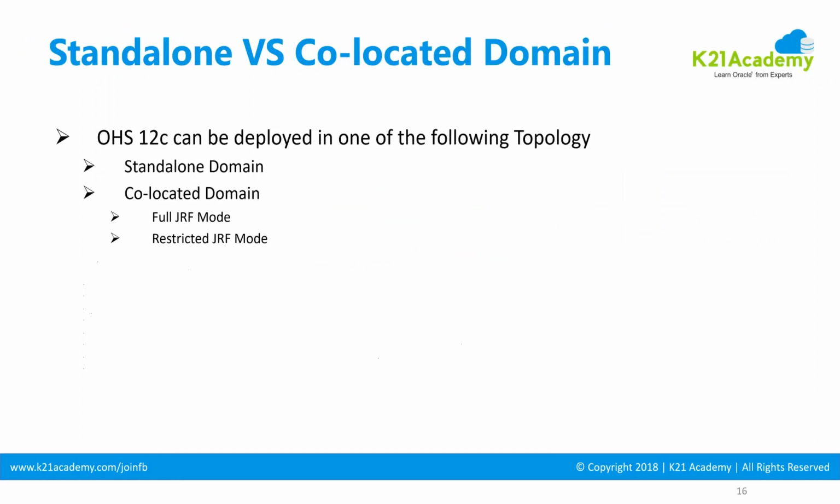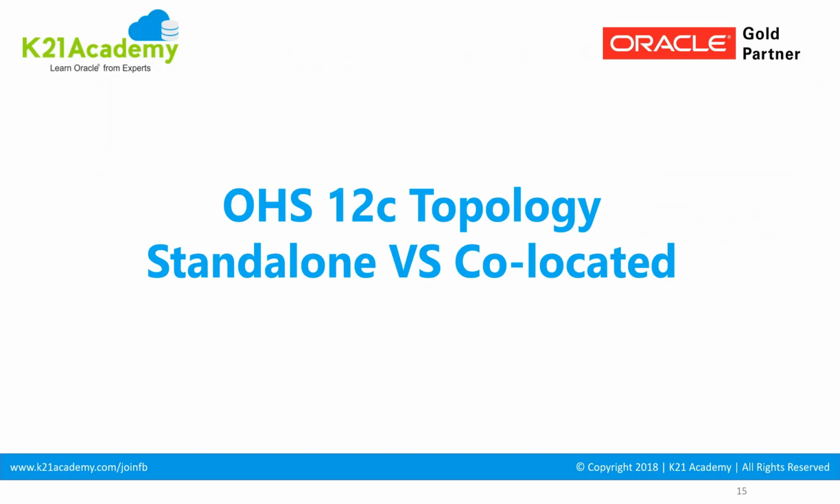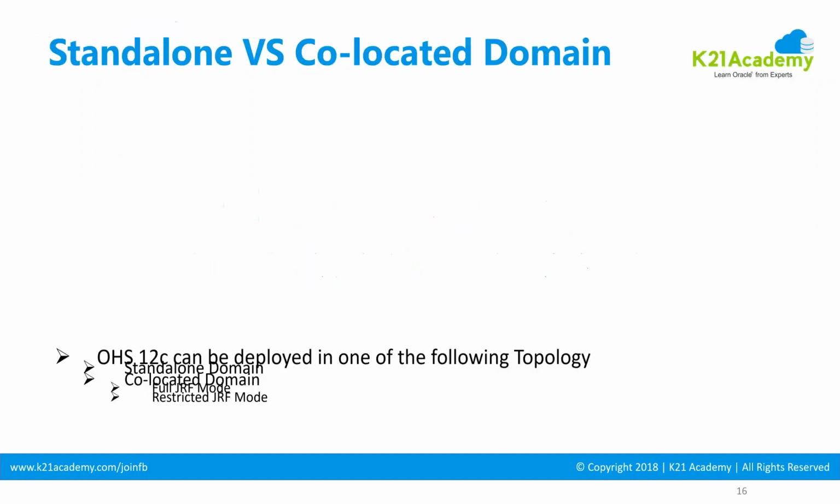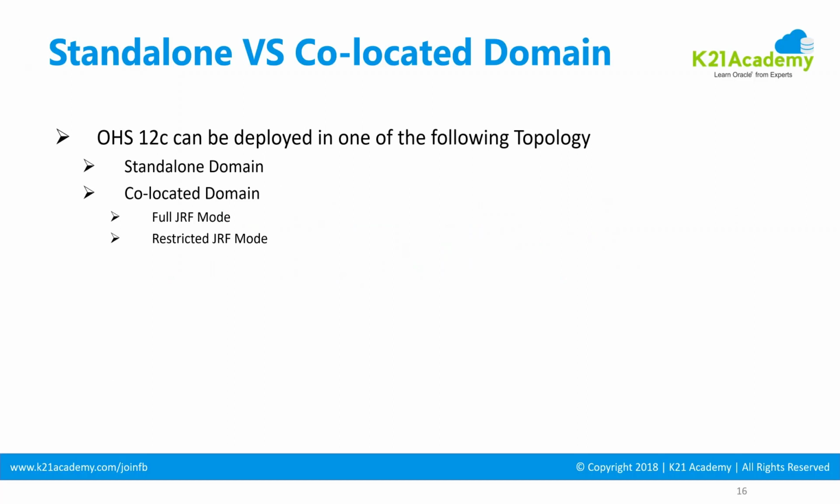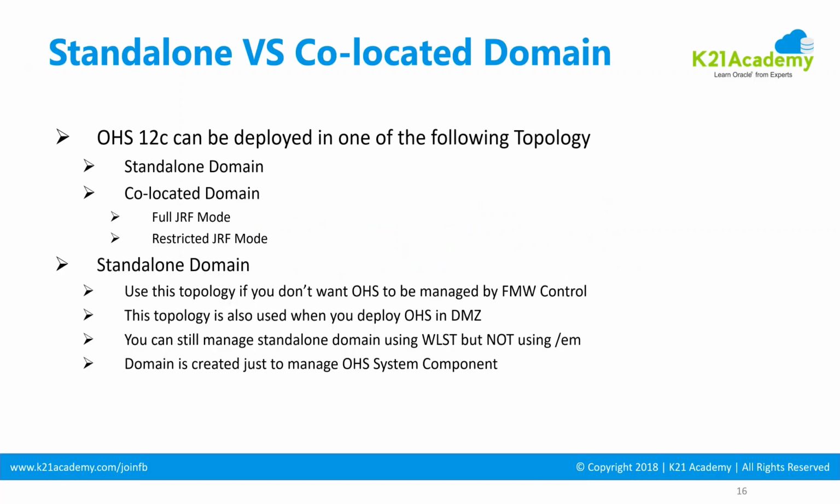So let me repeat one more time: when you configure Oracle HTTP Server 12c, and this is only applicable for 12c. If it's 11g, there's no such concept. There is an OPMN manager, which we'll cover in coming modules. So you can deploy it in standalone or co-located. Within co-located, you can do it either in full JRF or restricted JRF.